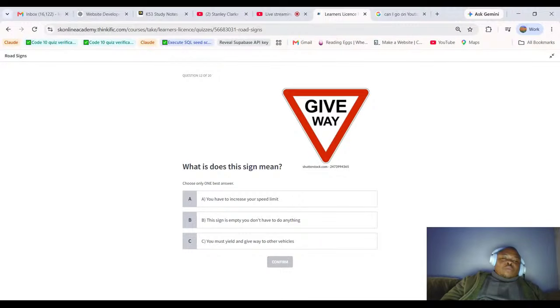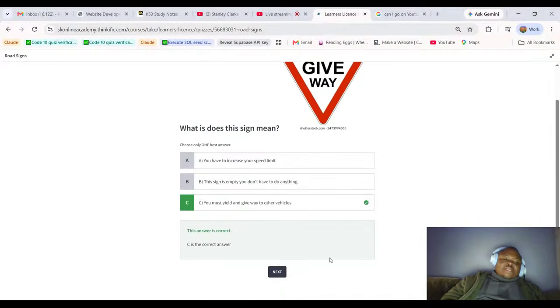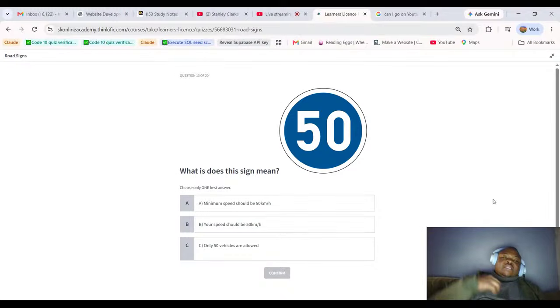I think this is a giveaway. What does this sign mean? Is it A, you have to increase your speed limit? B, this sign is empty? Or C, you must yield and give way to other vehicles? It's a giveaway, guys. Yes, C it is, guys. You are absolutely correct.